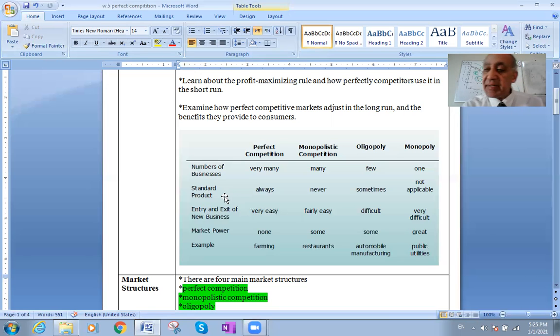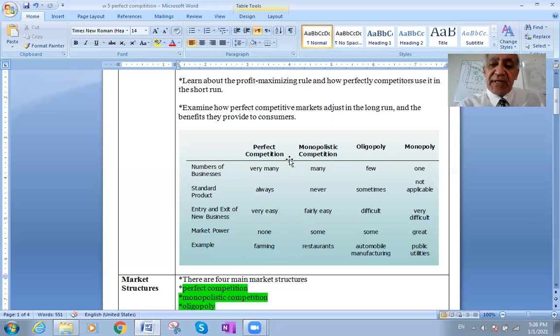And market power, you don't have the power to determine the price. In perfect competition, you cannot determine the price, because if you put another price, people will not buy from you. People will go and buy from another shop or whatever. And you have a lot of examples. Just remember the groceries or the farming or whatever. All those are examples of perfect competition.